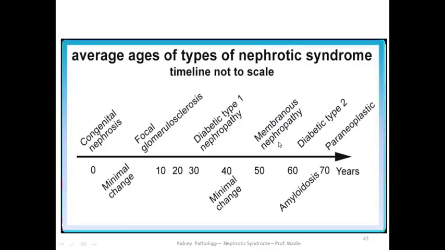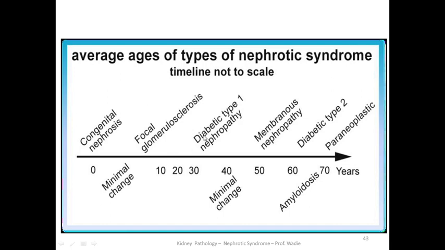The average age of the types of the nephrotic syndrome can be seen here. Early on in life, during childhood, you find the congenital nephrosis, and because they are a minority, we did not mention them here in this lecture. And then at the age of 4 to 5 years, you find the minimal change disease, and then you can also find the focal segmental glomerulosclerosis. These are the most common causes of glomerulonephritis and nephrotic syndrome in children.